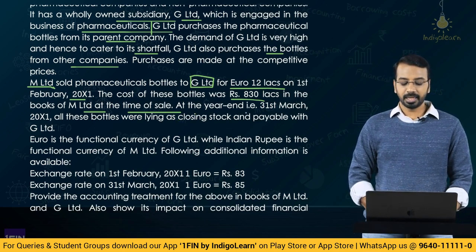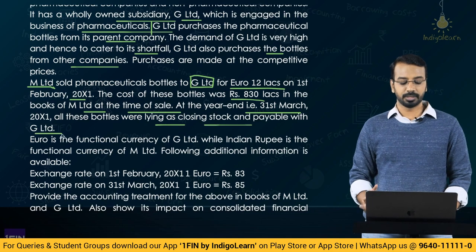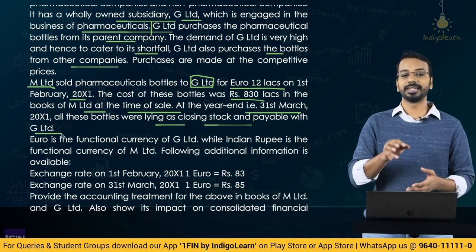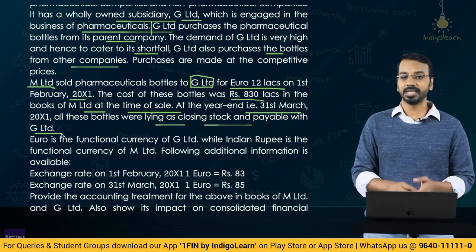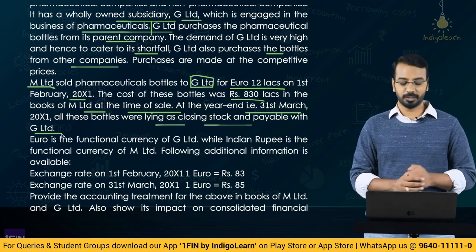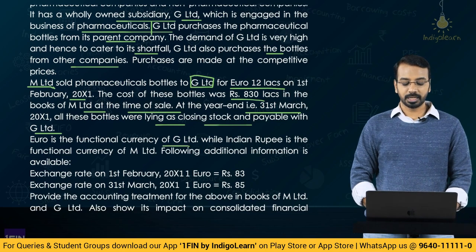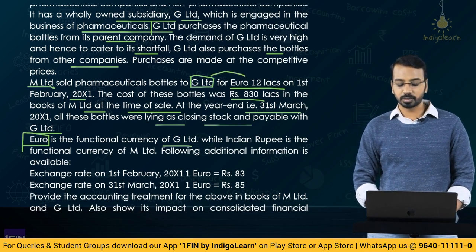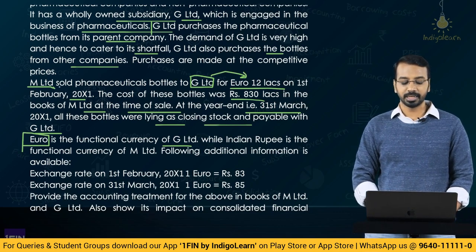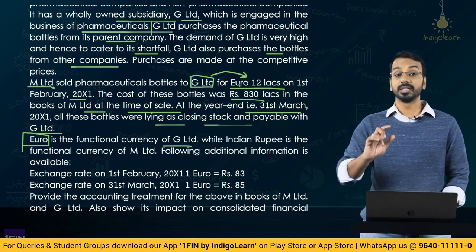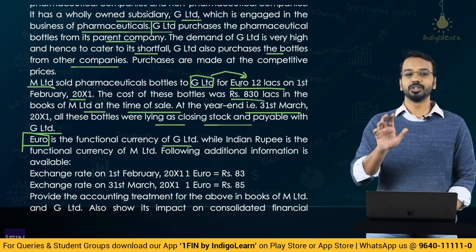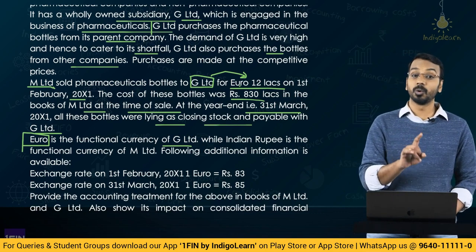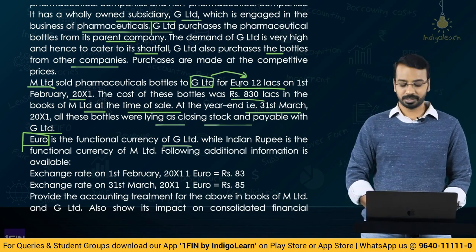At the year end, that is on 31st of March, all these bottles were lying as closing stock and payable with G Limited. So this transaction has resulted in inventory and a payable in the subsidiary company, and it is still lying in the books of the subsidiary. Euro is the functional currency of G Limited, the subsidiary. The bill also looks like it was raised in euro, because they sold it for euro 12 lakhs. So this transaction is denominated in euros, which is the foreign currency for the holding company. For the subsidiary company, it is a domestic transaction only.